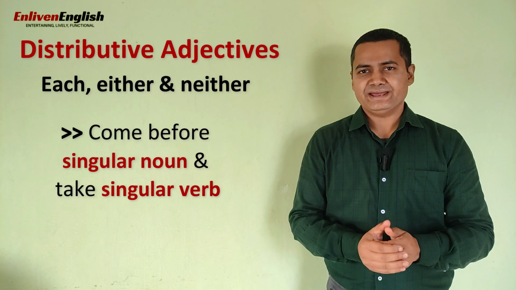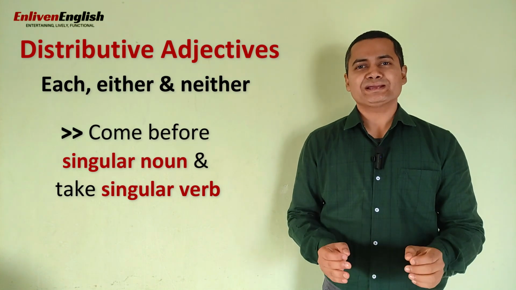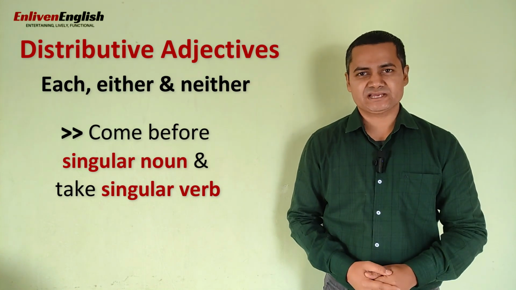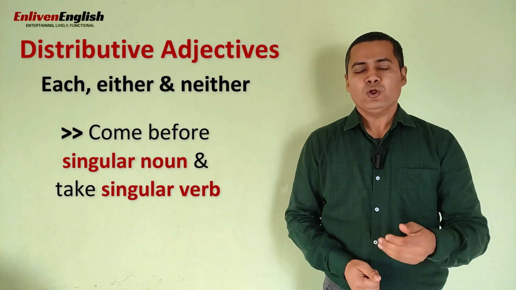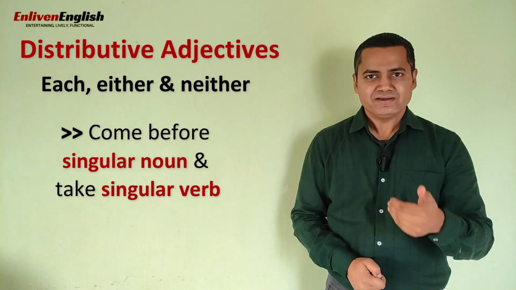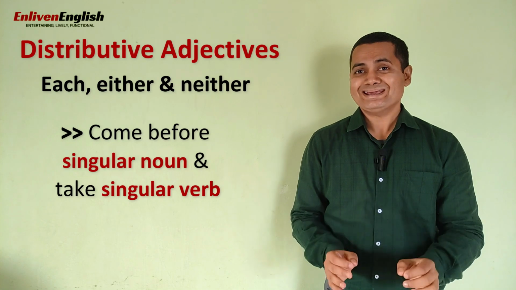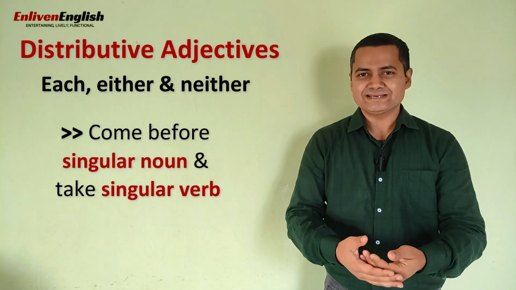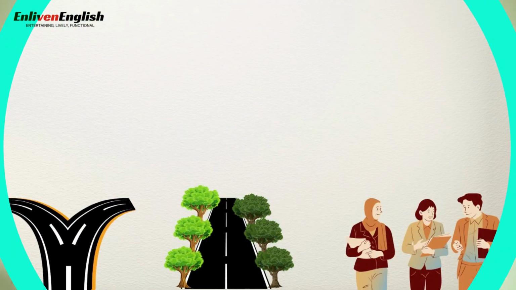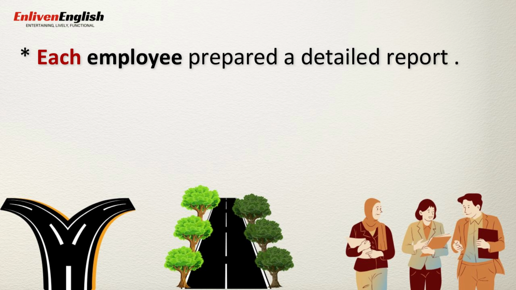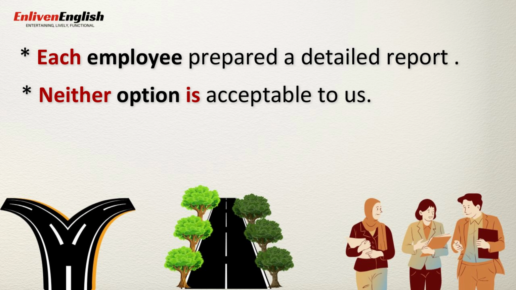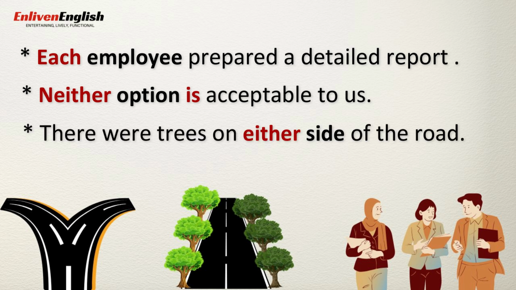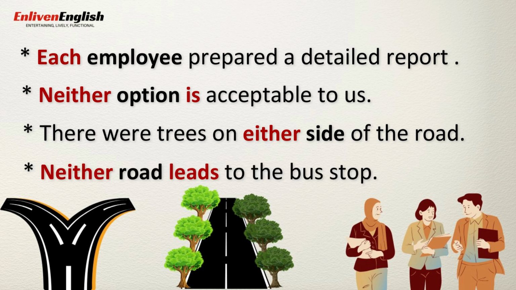Each, either and neither can also act as distributive adjectives. In that case, they will always come before a singular noun and they will always take a singular verb. Let's see some examples. Each employee prepared a detailed report. Neither option is acceptable to us. There were trees on either side of the road. Neither road leads to the bus stop.